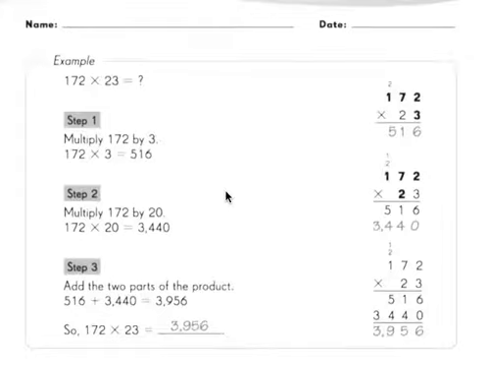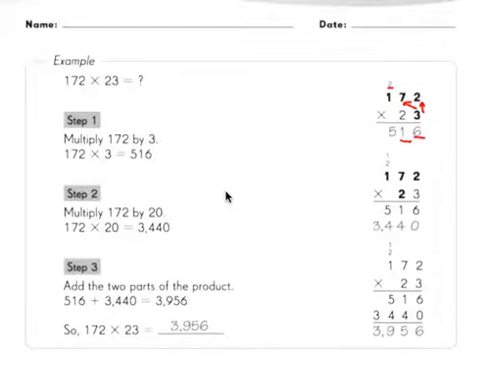172 times 3. So I'm going to make little arrows so you see what we're doing. 3 times 2 is 6. 3 times 7 is 21. Since we can't fit the 21 underneath, we split it up. So 3 times 7 is 21. We put the 2 up here and the 1 down here.